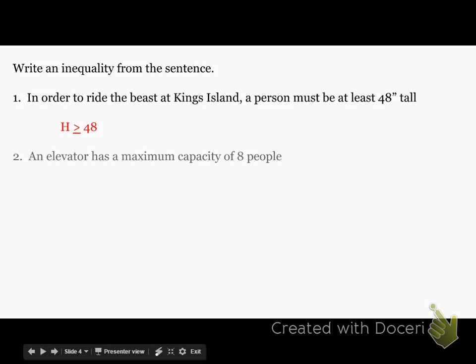Okay. Take a look at number 2. An elevator has a maximum capacity of 8 people. Write me this as an inequality. Quentin. P less than or equal to 8. Exactly. Maximum means that's the most. Everything else is below that.